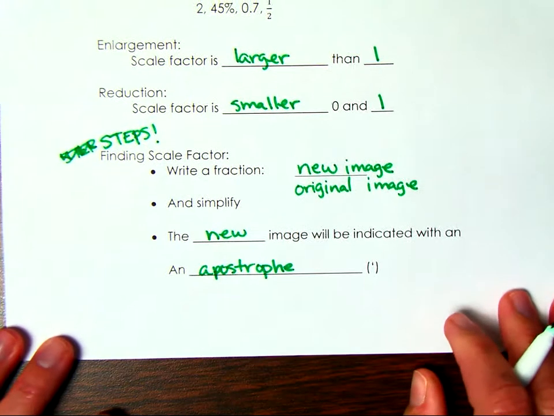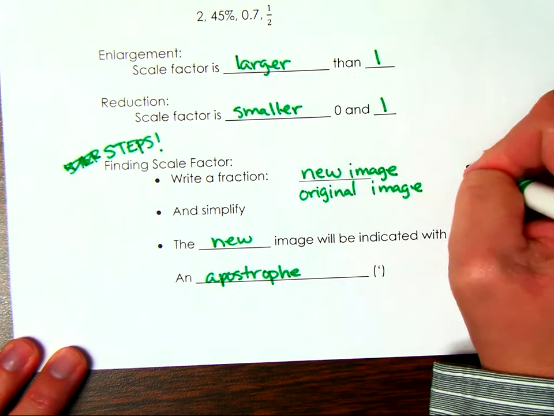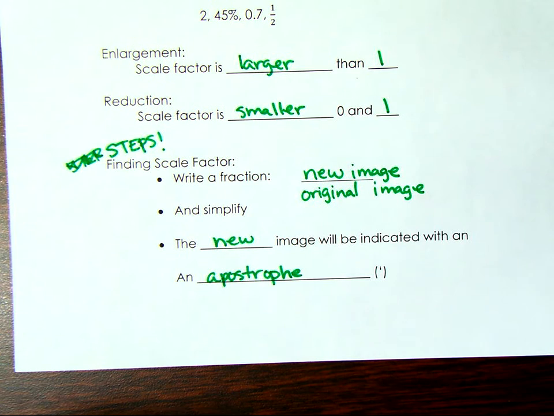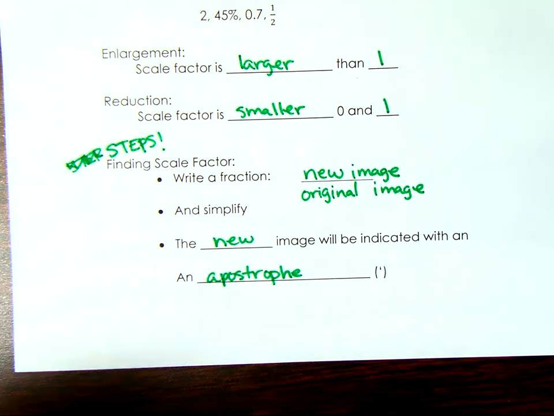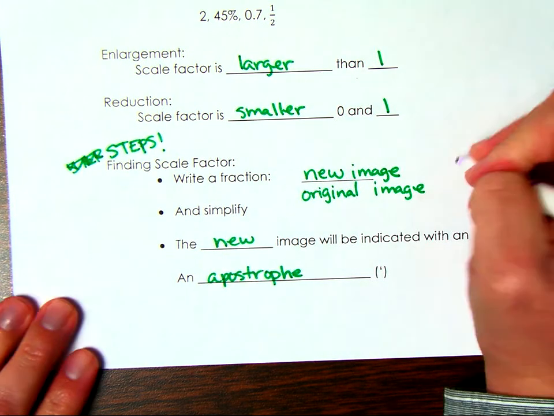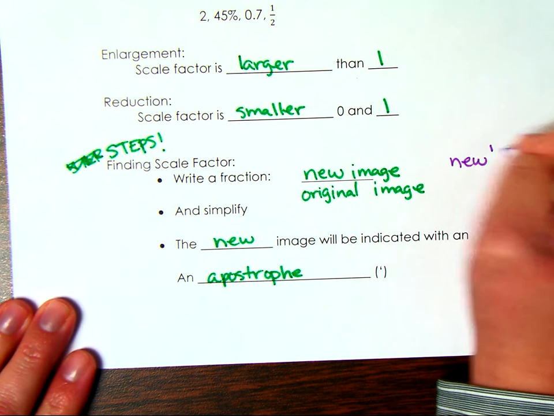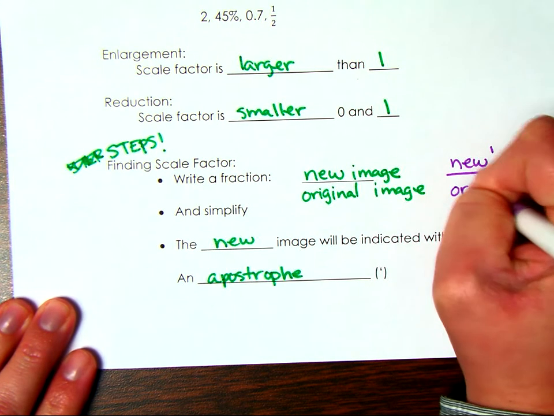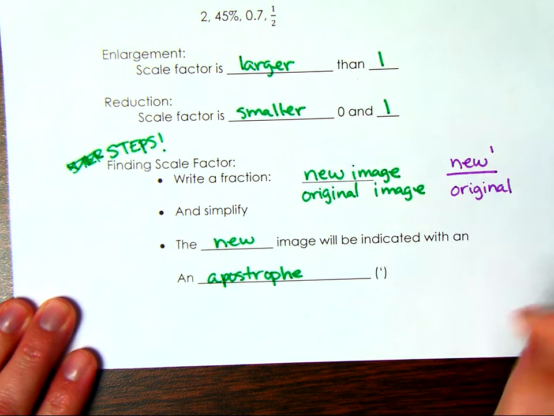Okay? That apostrophe looks like a little comma hanging up in the air. So what I like to do to help me out is I always write it like this. Let me write it in a different color so you guys can see it. For me, I like to say new, my apostrophe, over my original. So that kind of helps me out when we see these pictures.